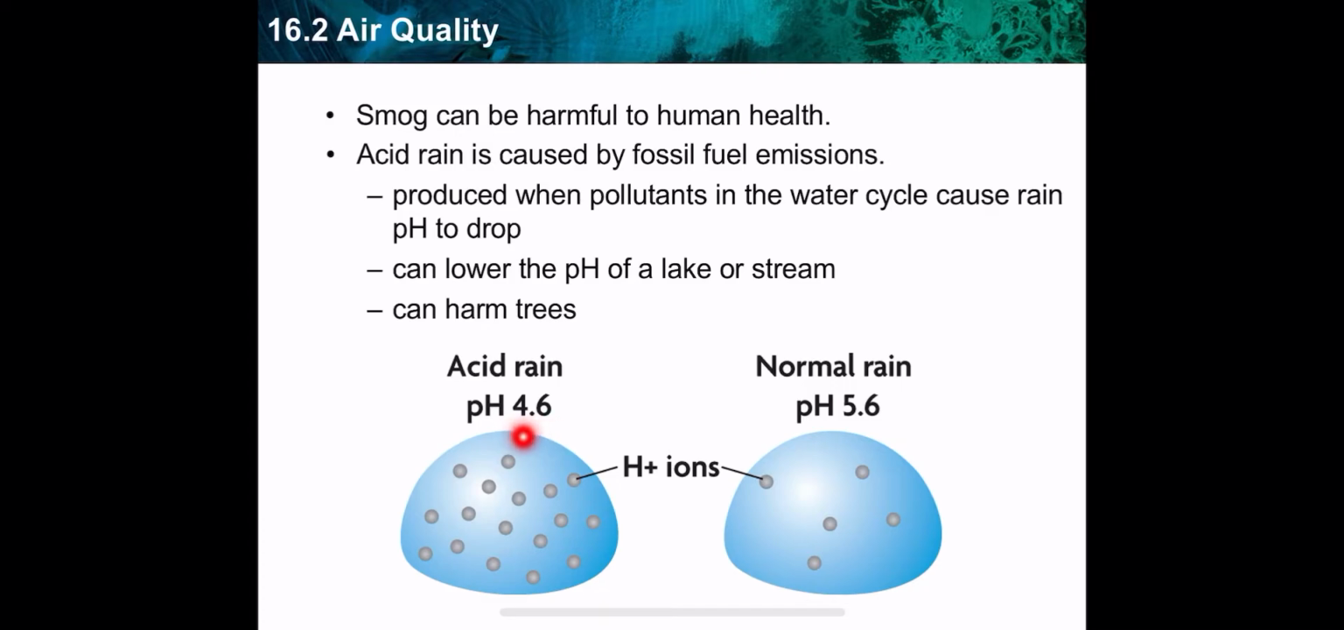What will happen if this acid rain falls on soil? This will cause acidic soil, which will affect the life of plants and trees. What if this low pH acid rain falls on lakes or streams? This will affect the marine and aquatic organisms.